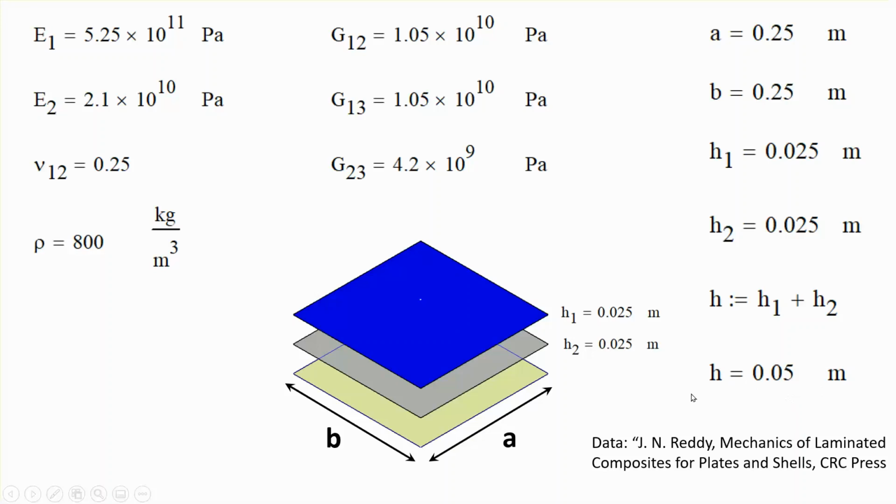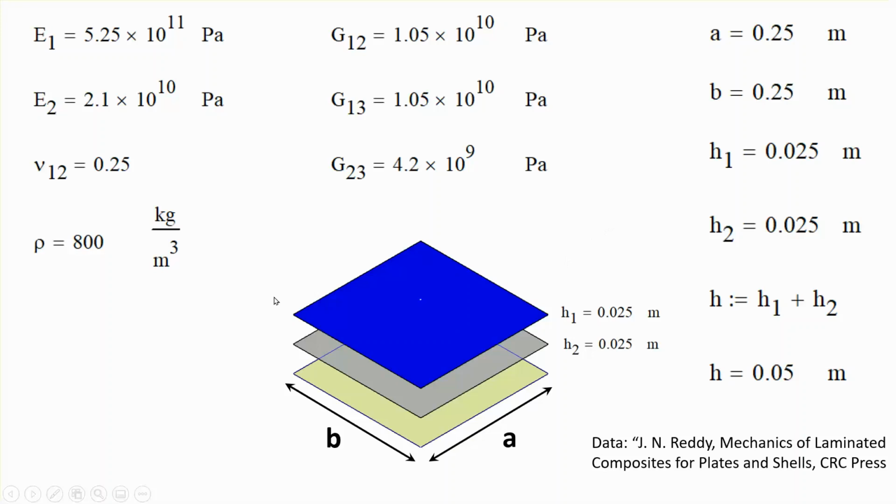or 0.05 meter. Now, this problem has two planes of symmetry, so in principle we can model only a quarter of it, but I don't advise doing it because the planes of symmetry in composites are sometimes difficult to identify. In this case, it's easy because the angles are 0 and 90 cross-ply, so we don't have much problem seeing it.